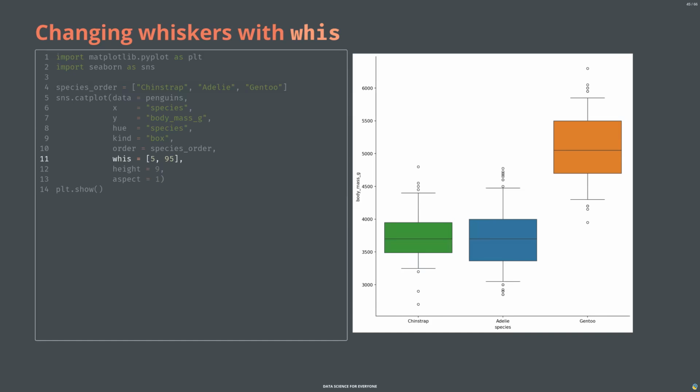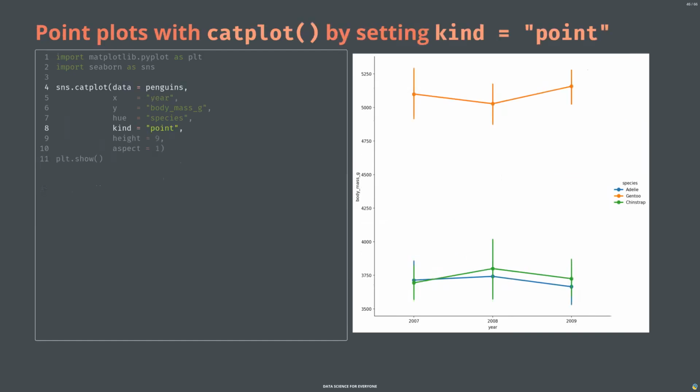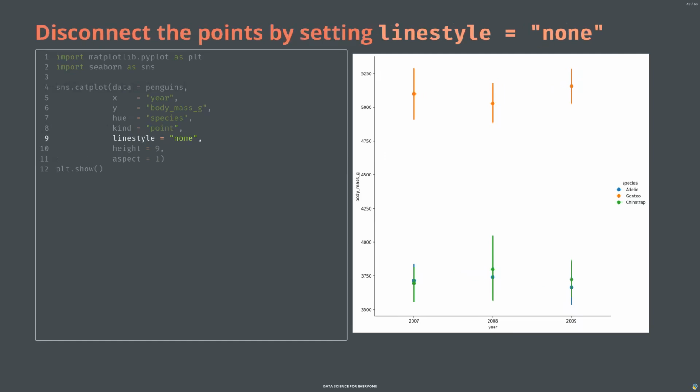Now let's look at one final type of plot called point plots. Here's the code that creates the point plot. Since it's a categorical plot, we'll use the catplot method and set the kind argument to point. Sometimes we might want to remove the lines that connect the points in a point plot, especially if you're interested in comparing values within each category, not across them. To do so, simply set the linestyle argument to none.